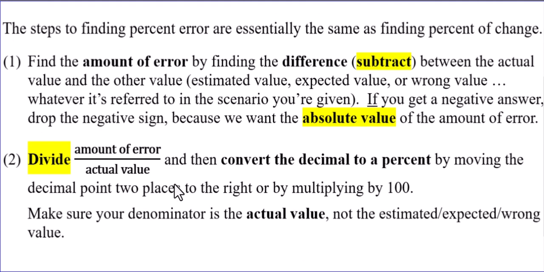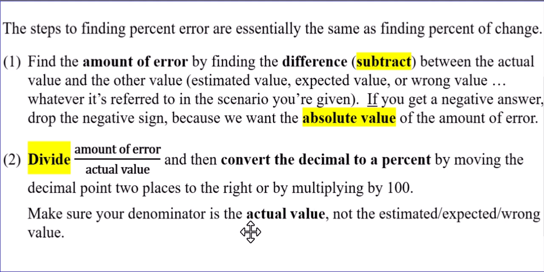Going to subtract. Step 2, we're going to divide. Our numerator, what we'll start with in our calculator, will be the amount of error that we got from step 1. Then we will divide by, and this is important, the actual value. Whatever the real, actual, correct value is, that's what we will divide by. And then we're going to convert that from a decimal to a percent. And we can do that by just moving the decimal point 2 places to the right. Or some kids like to multiply by 100, which does the same thing and moves the decimal point 2 places to the right.